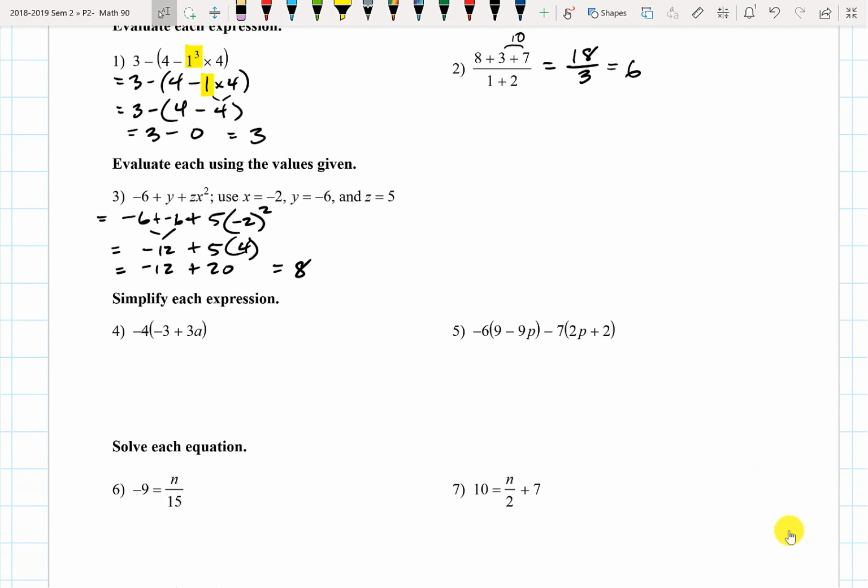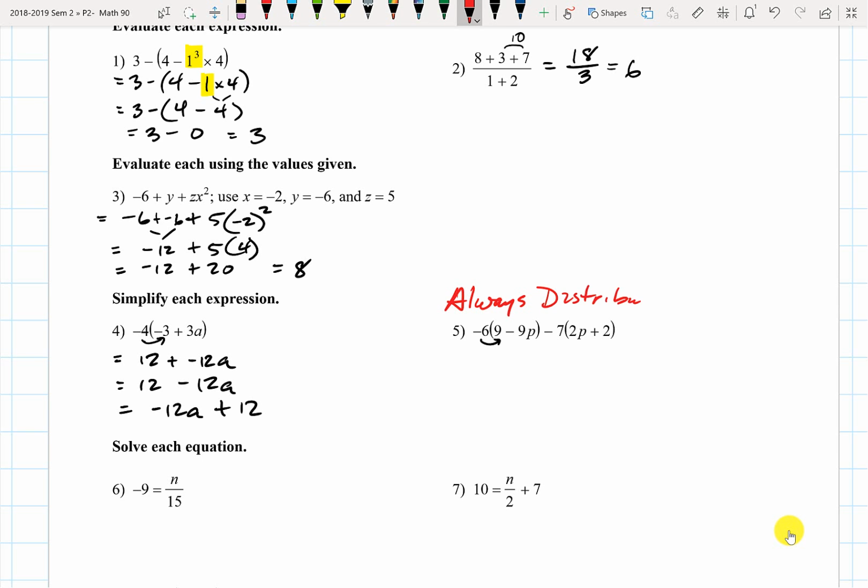There you go. All right, simplify. Distribute through the negative 4, so this is equal to 12. Negative times a negative is a positive. Plus negative 4 times 3 is negative 12a. And you can write that simply as 12 minus 12a, or in standard form, negative 12a plus 12. Okay, same thing here. You got to distribute the number first. Always distribute first. So let's write that down. Always distribute first.